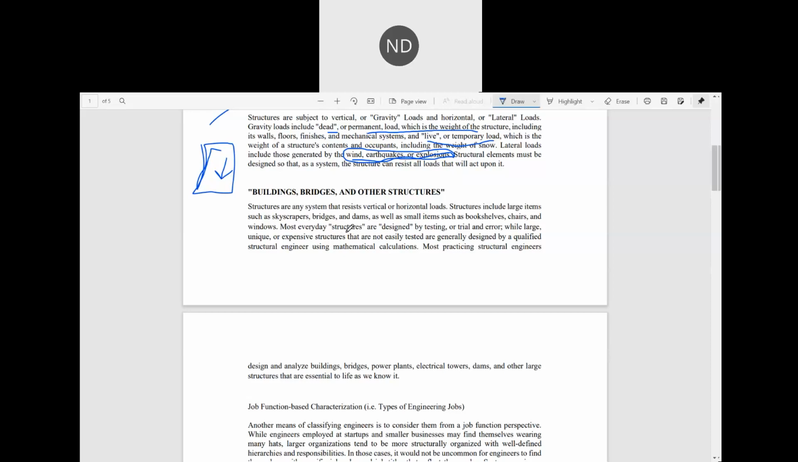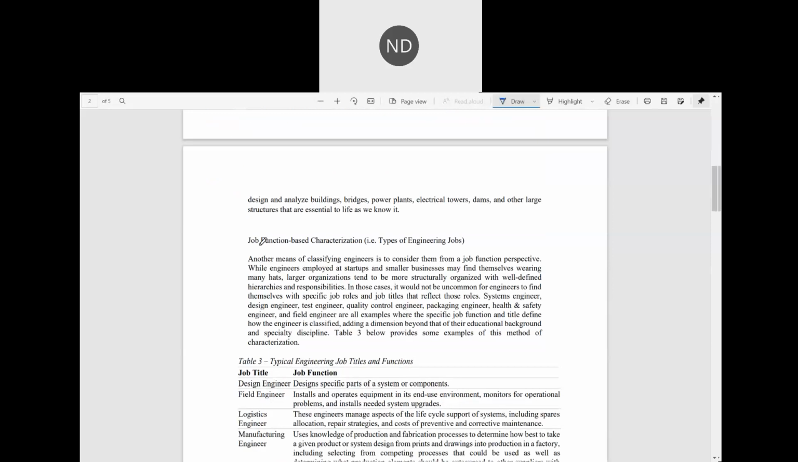Most structures are designed by testing or trial and error, while large, unique, expensive structures that are not easily tested are generally designed by a qualified structural engineer. Now in the syllabus, I think there were different job functions for different job titles.